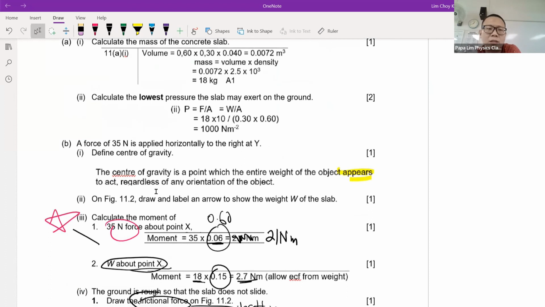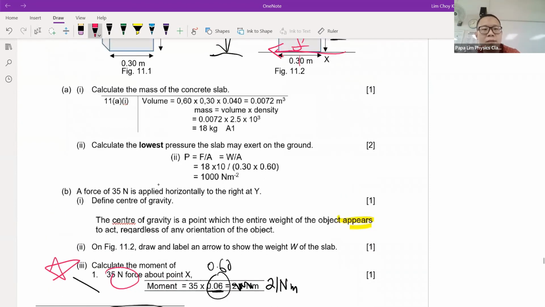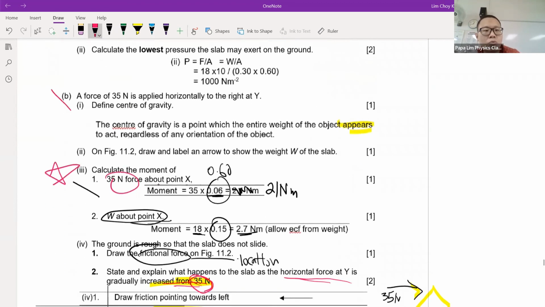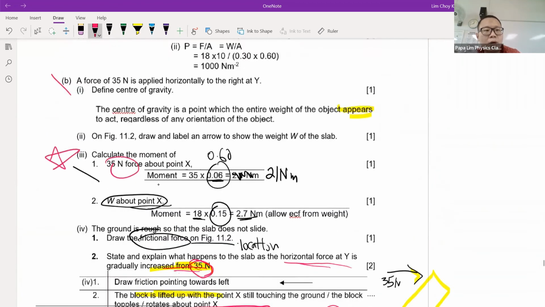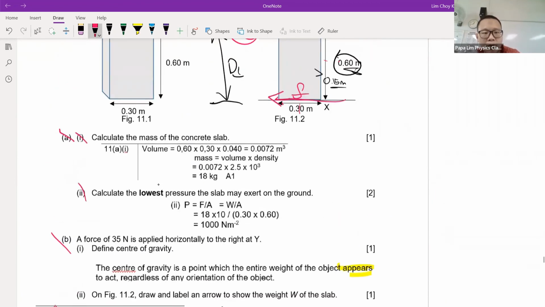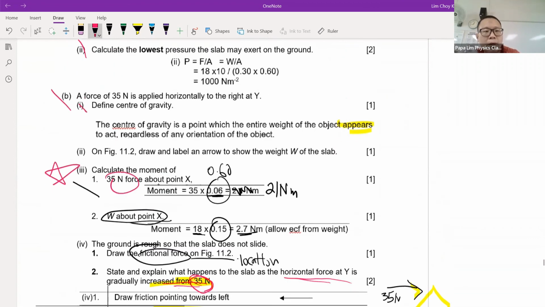So I'll look at question 11 and see which parts I will get correct. I am more confident about getting part A completely correct, A1 and A2. I'm also confident about part B1 because I know the definition. I also know how to draw the weight, and I am very confident I'm able to calculate the moment. So I'm able to get about 3/4 of the question.